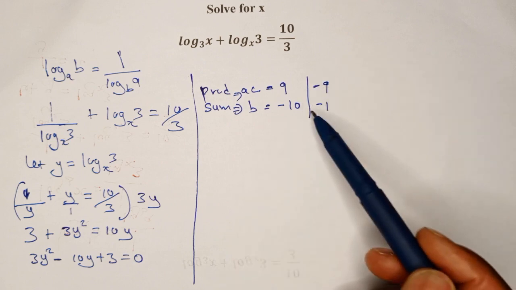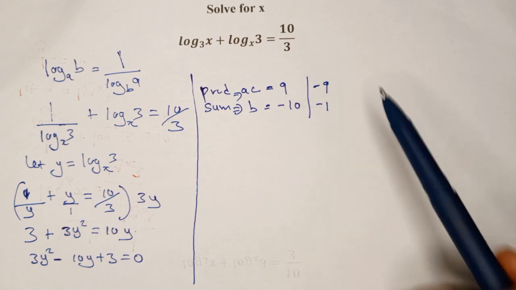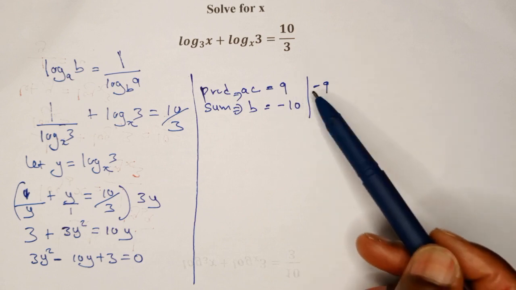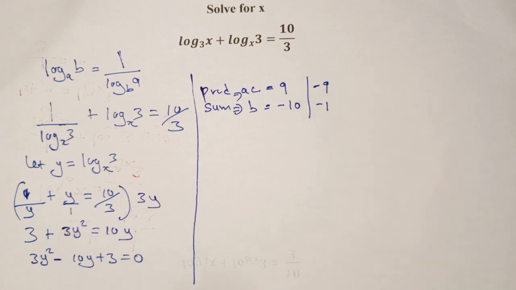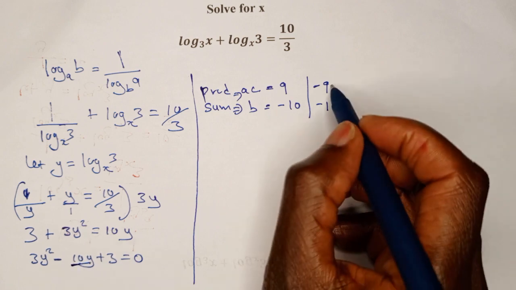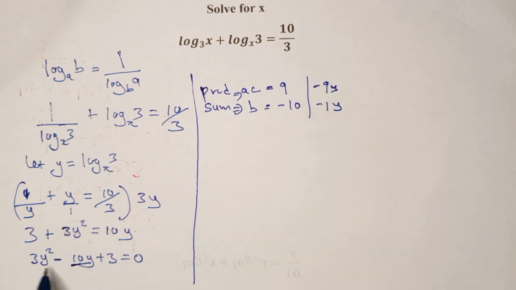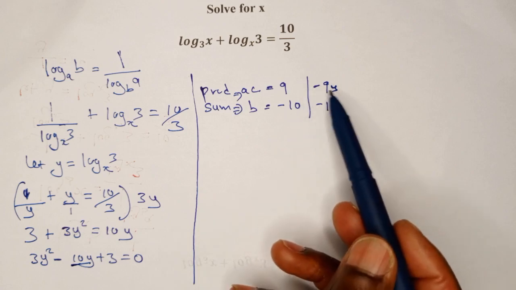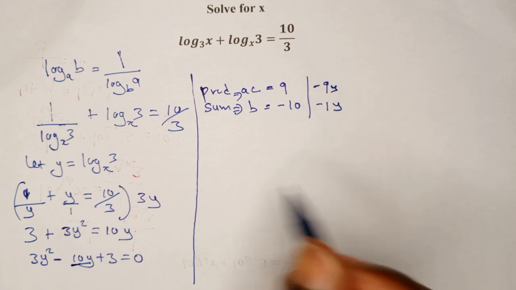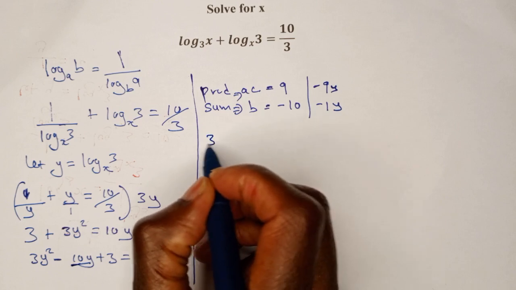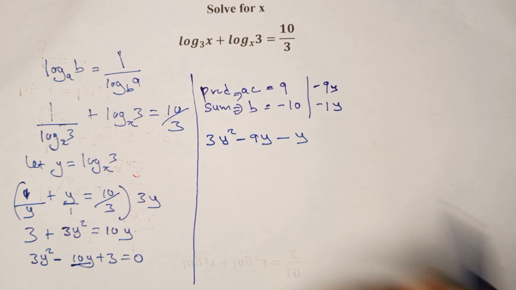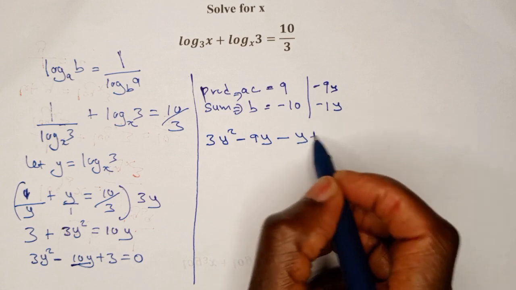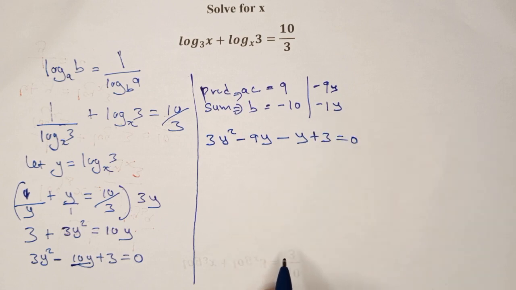So negative 9 times negative 1 gives you positive 9, and negative 9 plus negative 1 is negative 10. So we substitute those two for this one here. Where there is negative 10y, we substitute with negative 9y and negative 1y. So we're going to have 3y squared minus 9y minus y, then plus 3 is equal to 0.